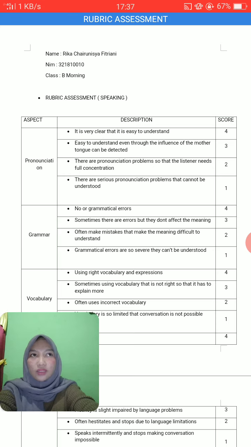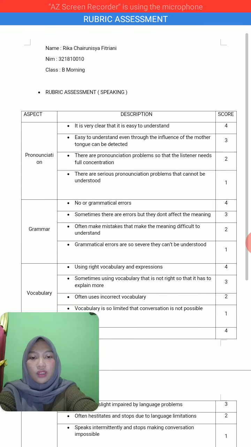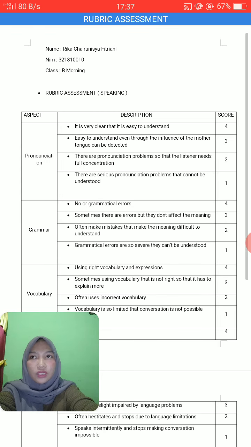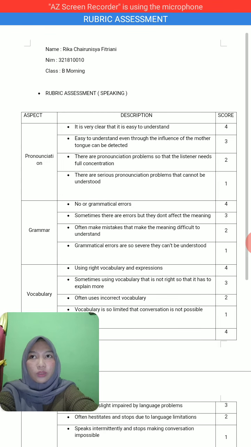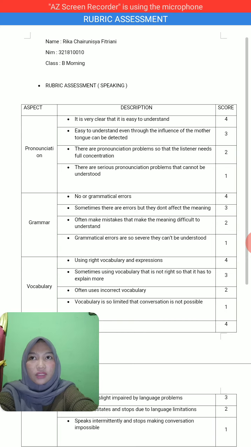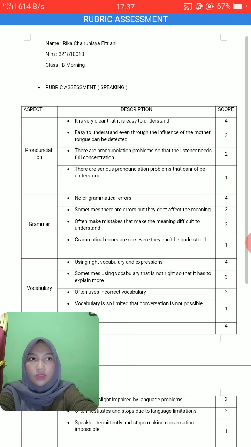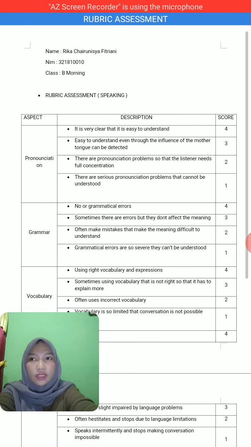I will describe the design of my assessment rubrics. Rubrics are tools for teachers to establish grading criteria for assessment. My assessment rubrics design is this speaking skill assessment rubric. This rubric is for the first grade high school level.